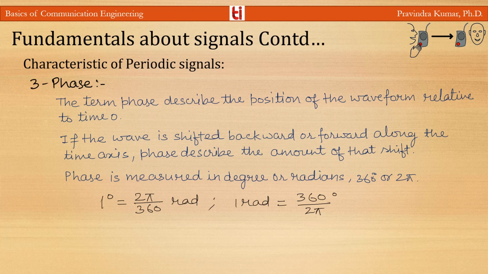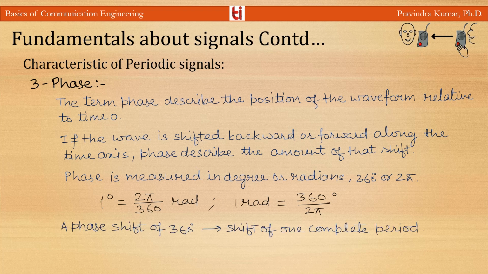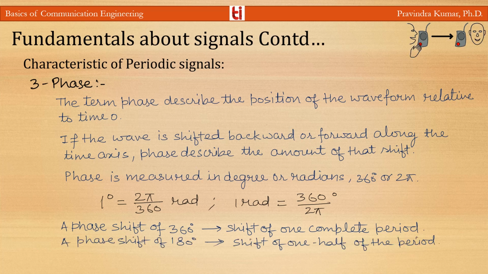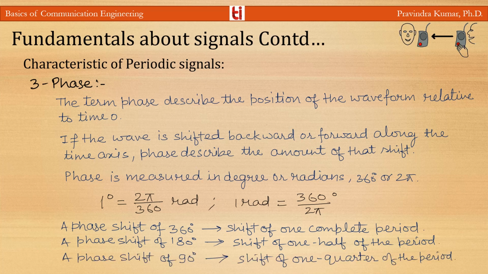A phase shift of 360 degrees means a shift of one complete period or one complete cycle. A phase shift of 180 degrees means a shift of one half of the period, and a phase shift of 90 degrees means a shift of one quarter of the period.